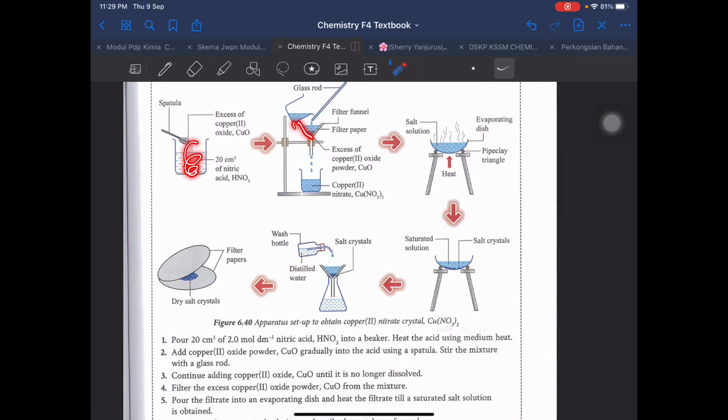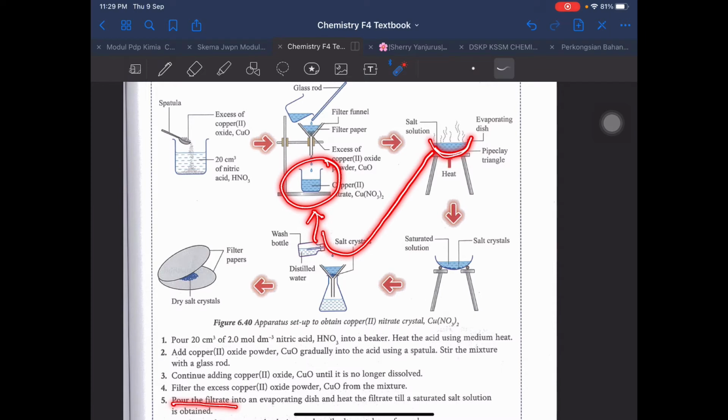Tak boleh sudah dissolve. So what you do is you need to filter the excess copper(II) oxide from the mixture until it's no longer dissolved. After you filter, pour the filtrate, yang sudah dituras, into an evaporating dish, mangkuk pijar sini.